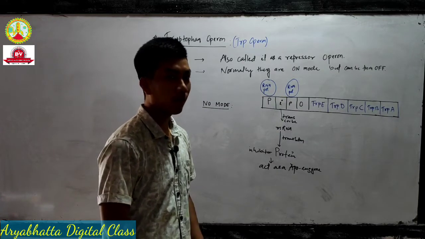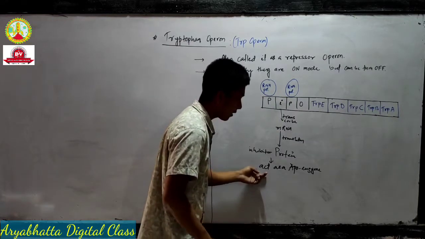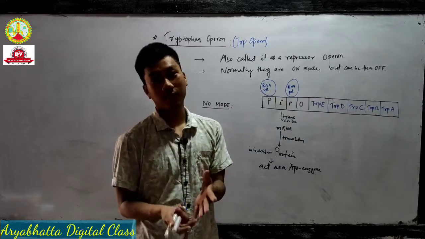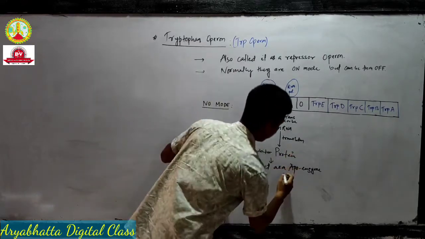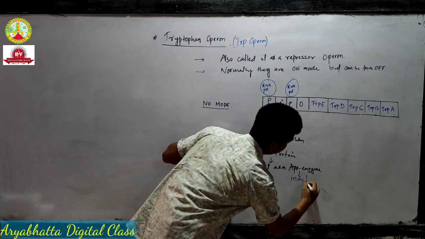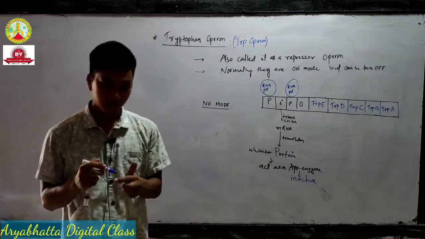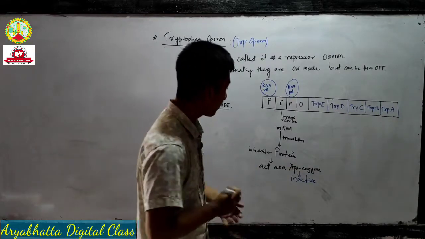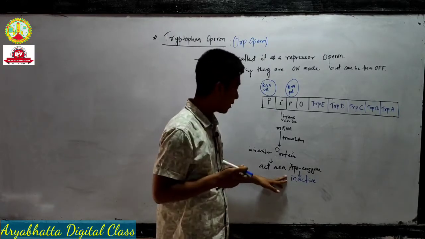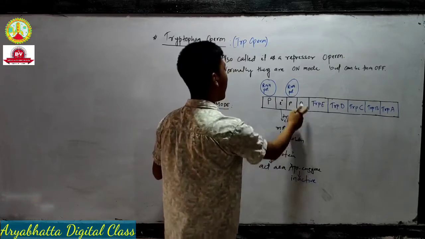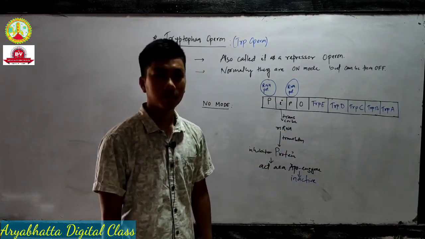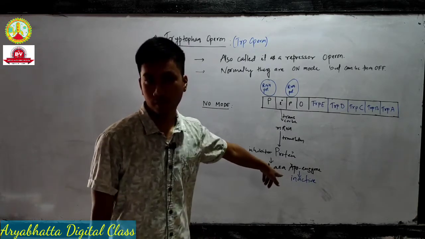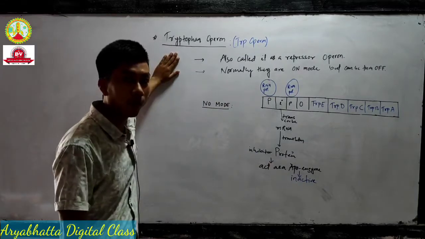Do you remember? No. Okay, anyway, no problem. I'm here. So it acts as an apoenzyme, which is inactive in nature. Apoenzyme is inactive. Due to its inactive form, this apoenzyme, that means this inhibitory protein, will not bind with the operator gene. Why? Because it acts as an apoenzyme here in case of the tryptophan operon or TRP operon.